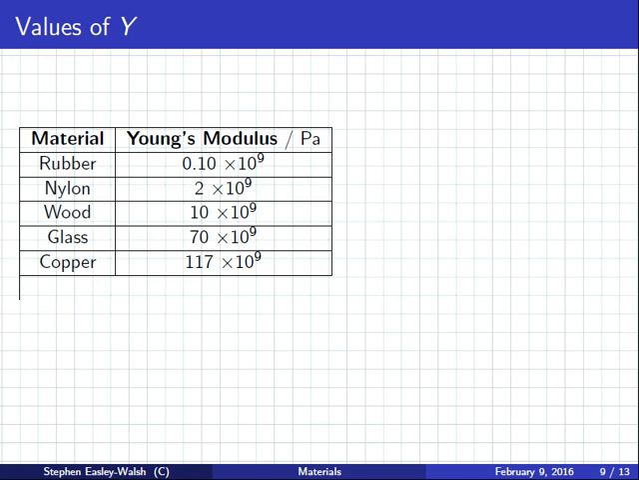Why is the glass big? Glass is big because it's difficult to change its shape. In other words, the bigger this is, the more difficult the material is to deform. So the copper can deform. Like if you hang a weight on the end of a copper wire, the copper wire will stretch a bit. Easy to change, well, easy-ish.